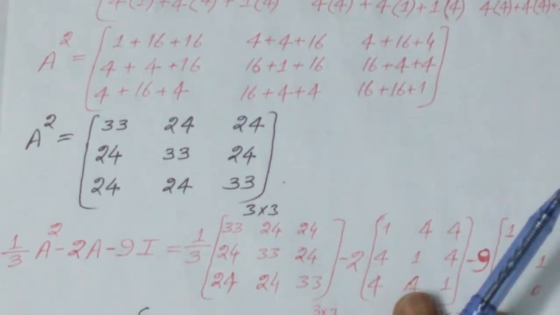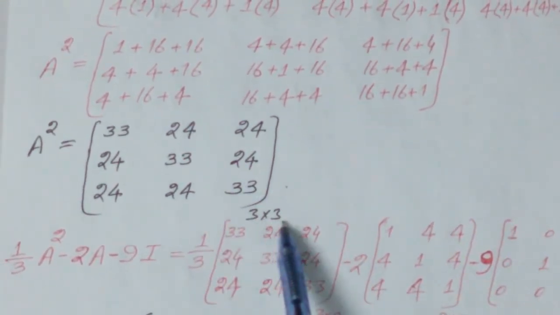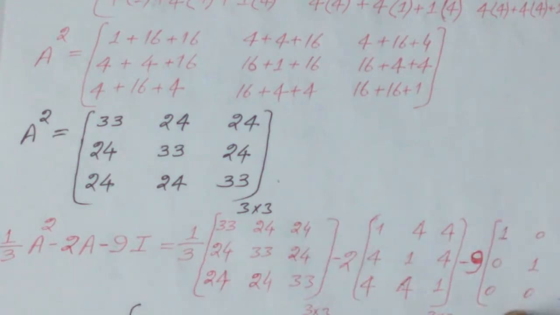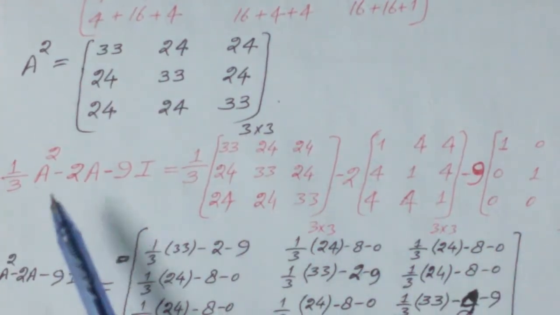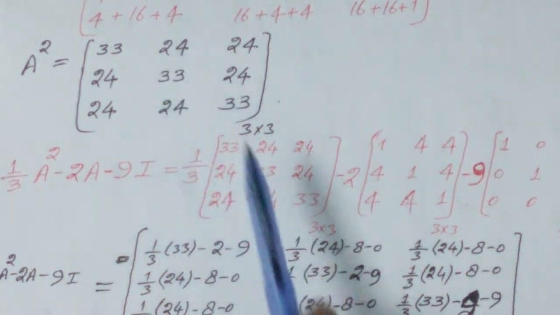Which is equal to A square. The order of the resultant matrix is 3 cross 3. There are 3 rows and 3 columns. Now we have to calculate A square multiplied by 1 over 3. A square is this matrix.